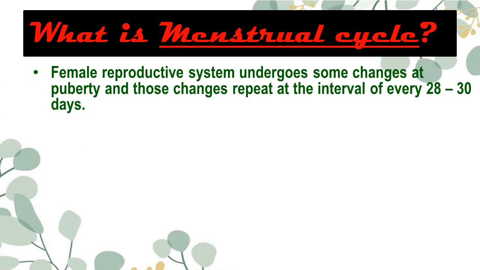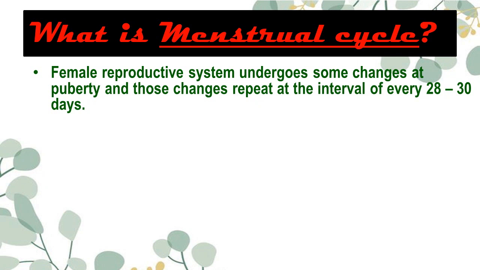Okay, so student, female reproductive system undergoes some changes at puberty, and those changes repeat at an interval of every 28 to 30 days. Now here female reproductive system, we have discussed in our earlier video, so you can check that video. Okay, so this female reproductive system undergoes some changes at the age of puberty, and you know that puberty is the age of physical changes through which a child's body matures into an adult's body capable of sexual reproduction.